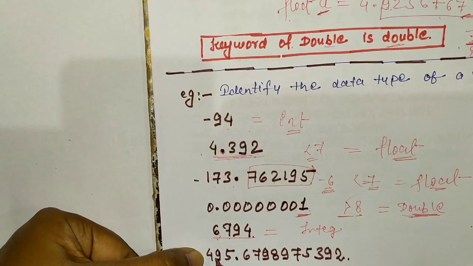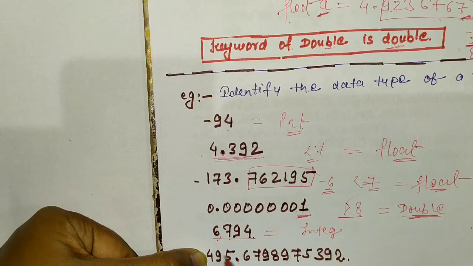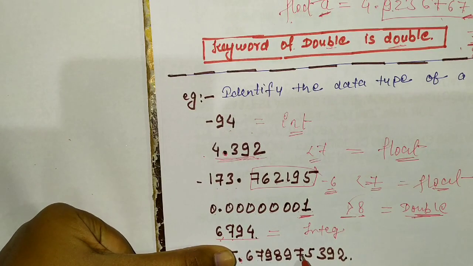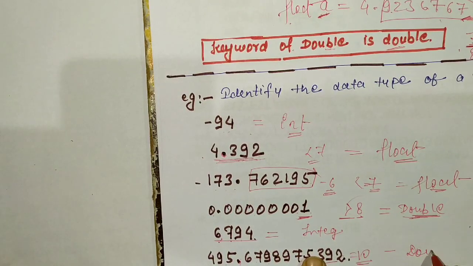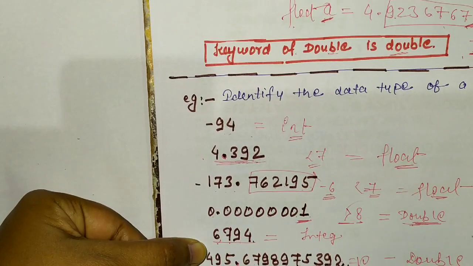Here the last one is 495.6798975392. How many digits? You count after the point, not before. After the point: 1, 2, 3, 4, 5, 6, 7, 8, 9, 10. Here there are 10 digits, so it is also a double type value.